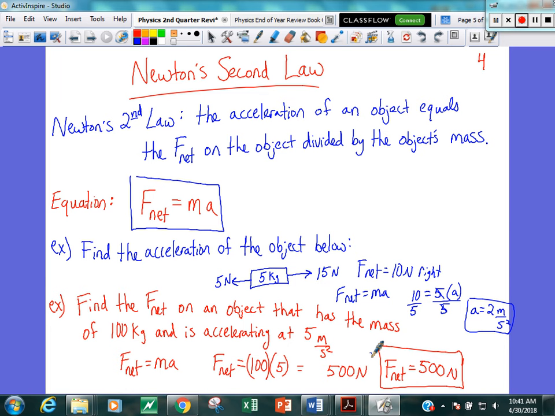Okay, a couple of questions for you before I move on. Here's Newton's second law. What's going to accelerate at a greater rate?